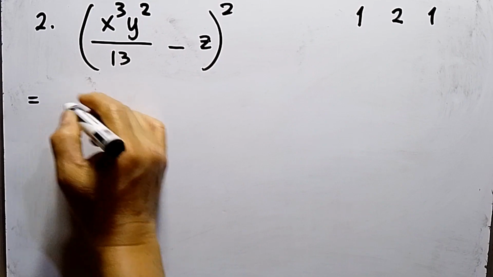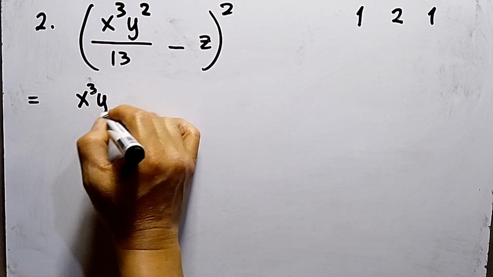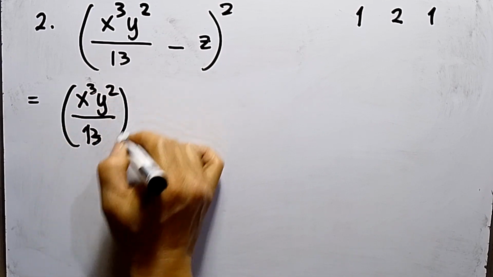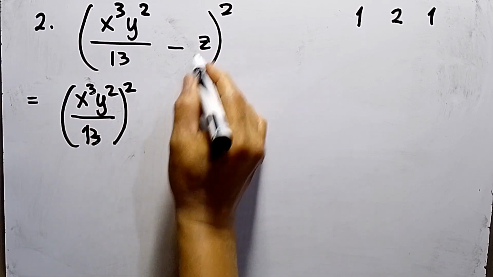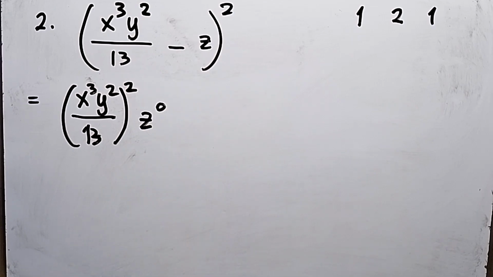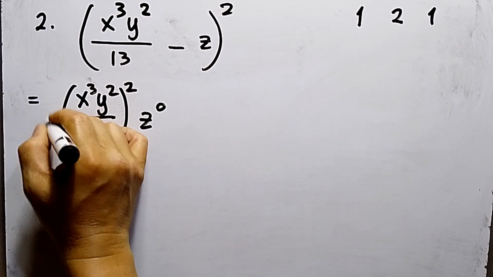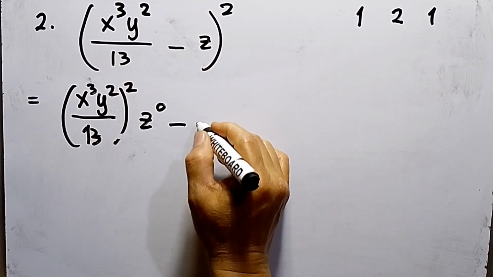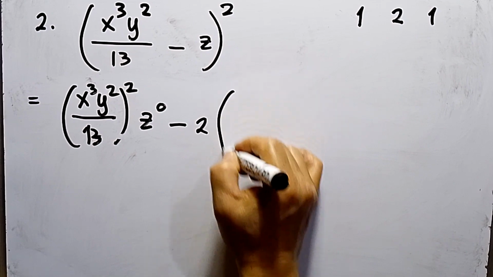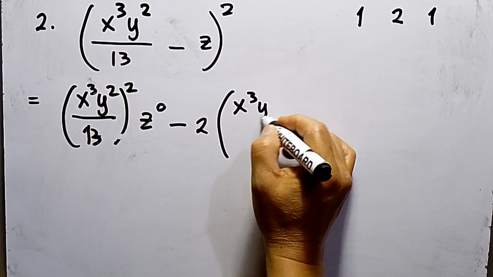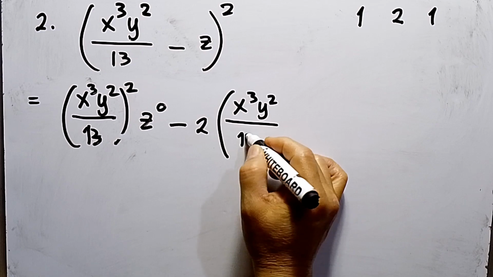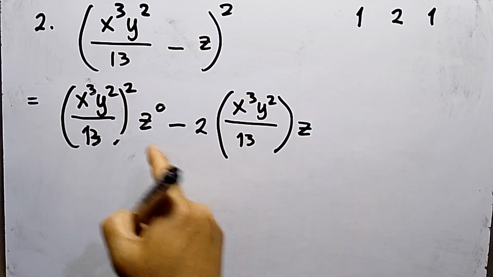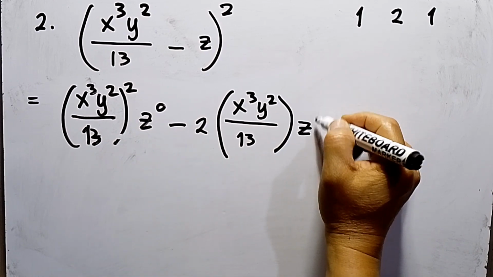So to simplify this one, understood, there is 1 in here. So x cubed y squared over 13 squared. And then the second term will be raised to 0. There is 1 in here, take note, and then minus because alternate. So the numerical coefficient is 2. This one will be x cubed y squared over 13 raised to the power of 1, and then z will be increasing. This is 1 also, invisible 1.